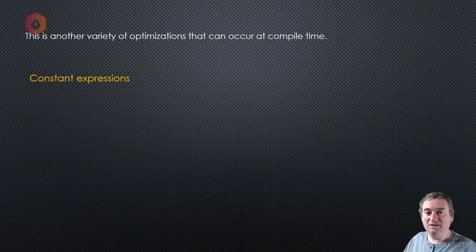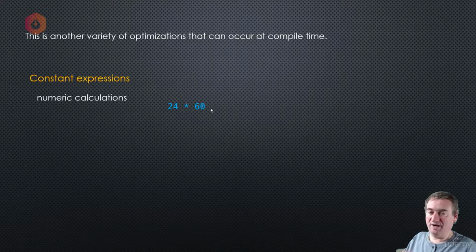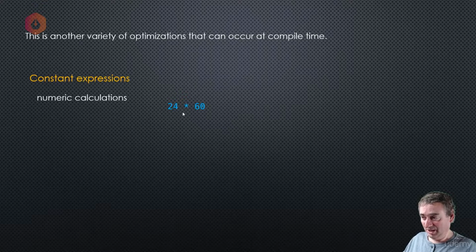For example, constant expressions. What I mean by that is, let's say you have a piece of code that assigns a value to a variable, a equals 24 times 60. Now, if that line of code gets executed many, many times during the lifetime of your program, it's going to have to calculate 24 times 60 again and again and again. So you might think as a developer, well, I'm just going to put the value 1440 in there.